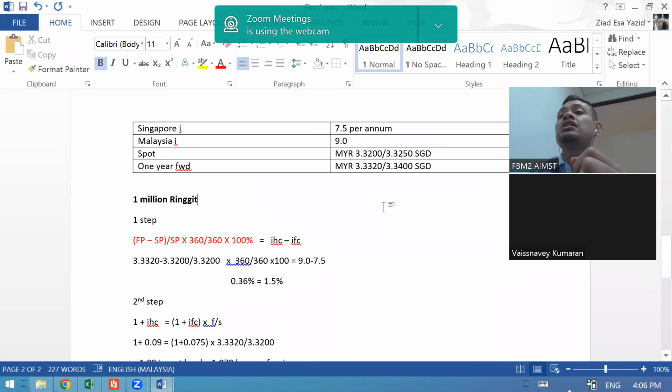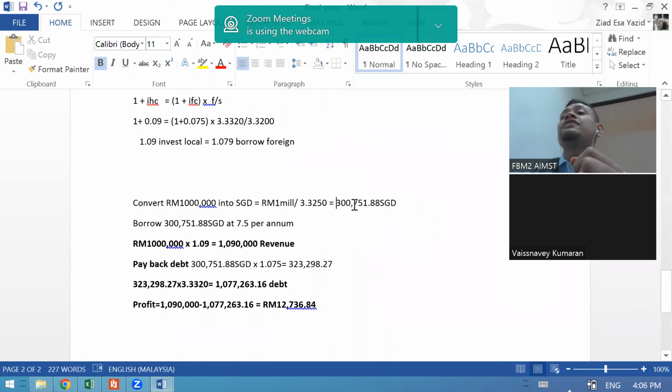If I convert at spot, it is 3.3250, and this is the figure that I got. Once I convert, I can borrow. I borrow at 7.5% per annum. Now that I have converted 1 million ringgit into Singapore dollar, I need to borrow from Singapore at 7.5%. When I want to invest in Malaysia, I need to convert into Malaysian ringgit, which is 1 million. We already got 1 million. So this 1 million, we invest at 1.09%.